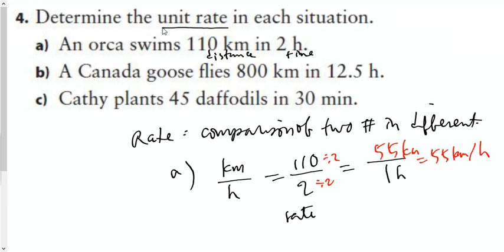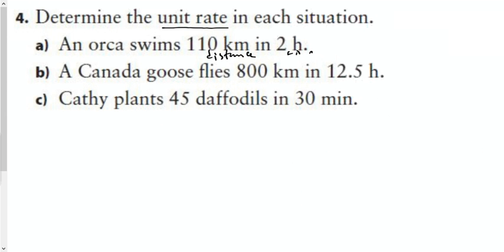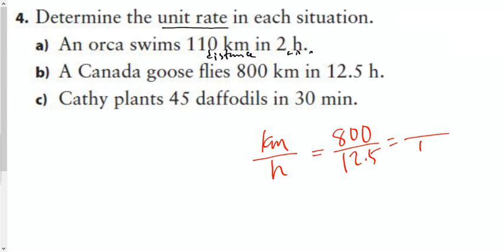If we look at the other ones, if I change this now. The goose flies 800 kilometers in 12 and a half hours. Again, this is the exact same thing. We're looking for a rate of speed, so we're going to have distance as our top number and time as our second. 800 kilometers over 12.5 hours. And if we're going to create a unit rate, we want our second term to be 1, which quite simply means we're going to divide both terms by 12.5.